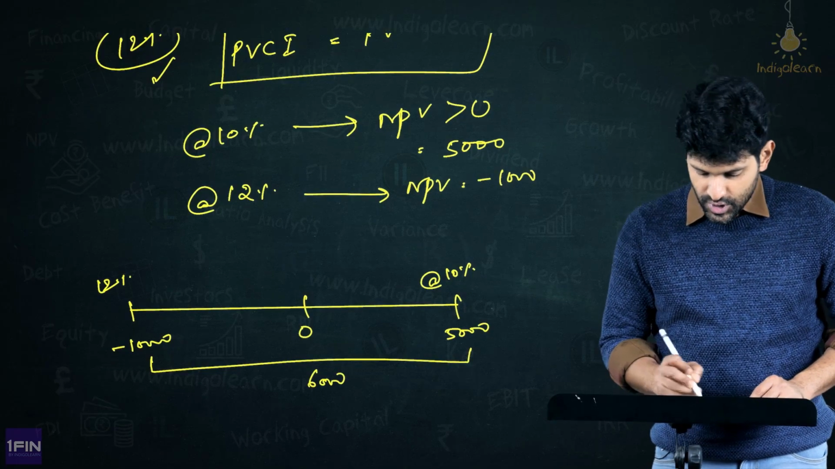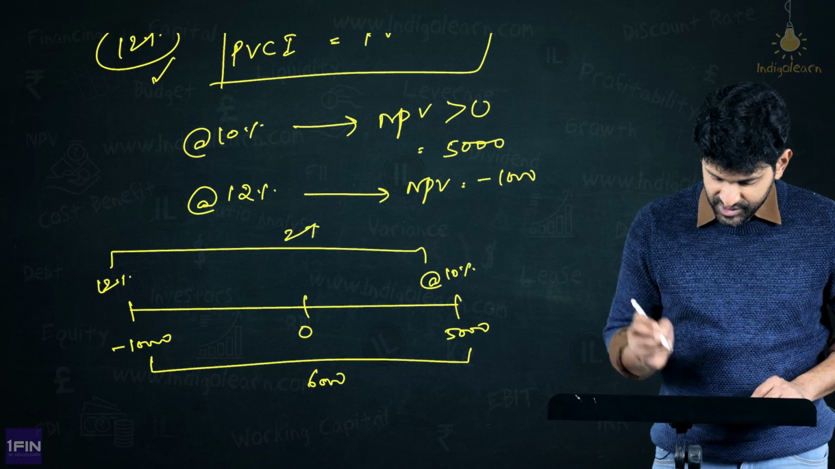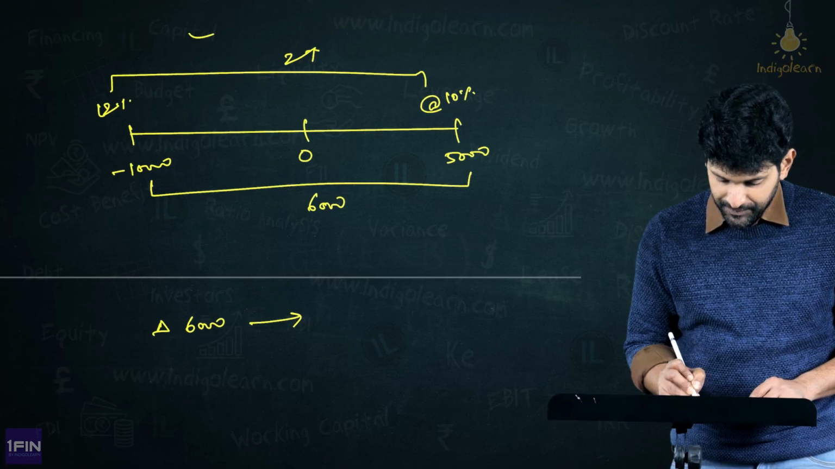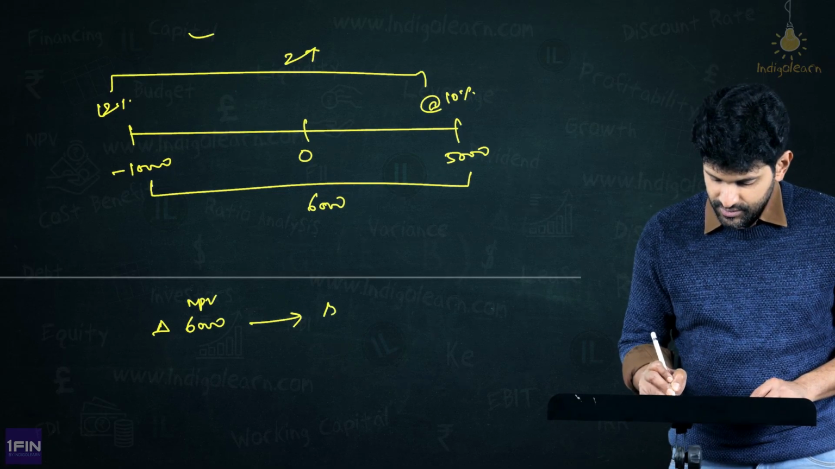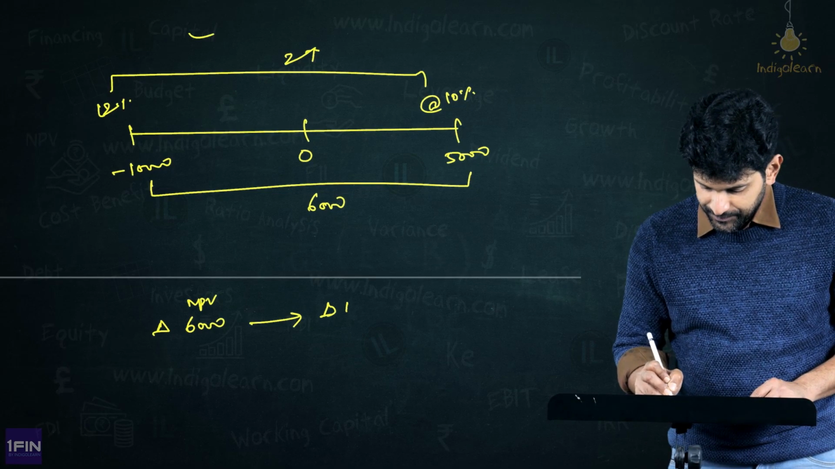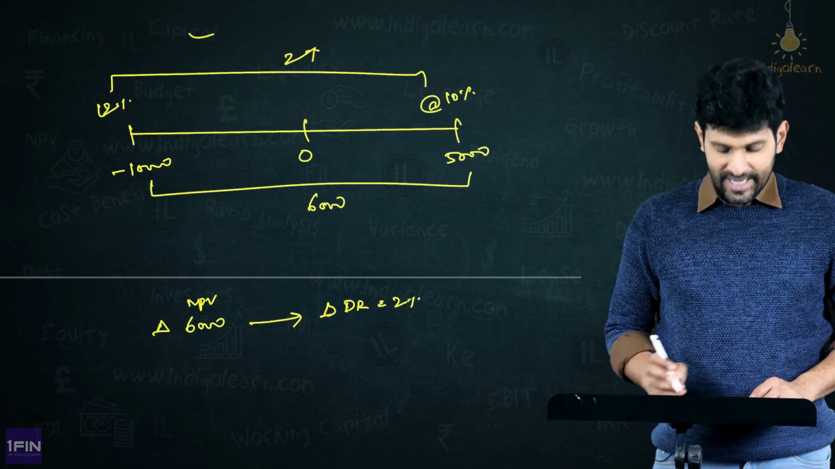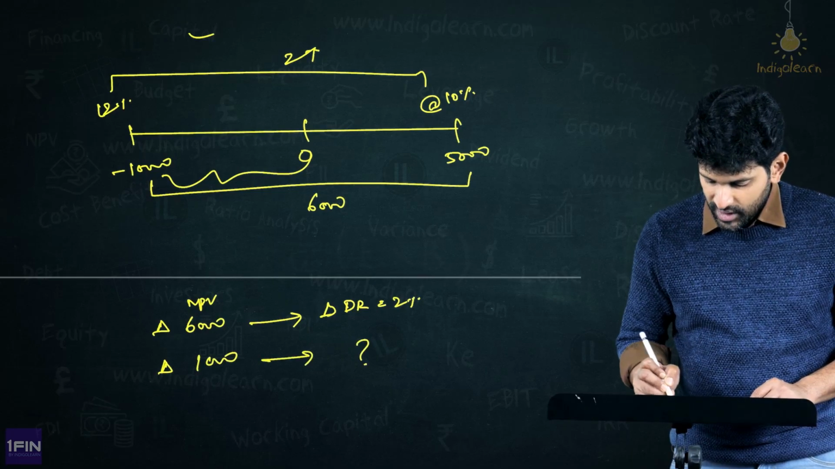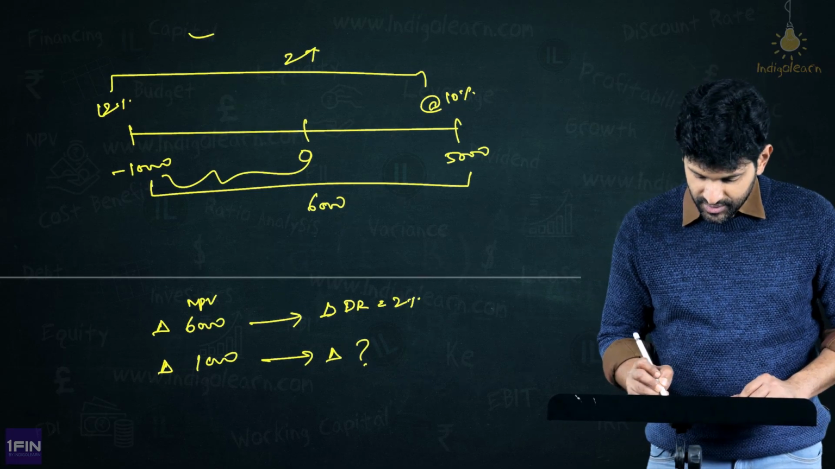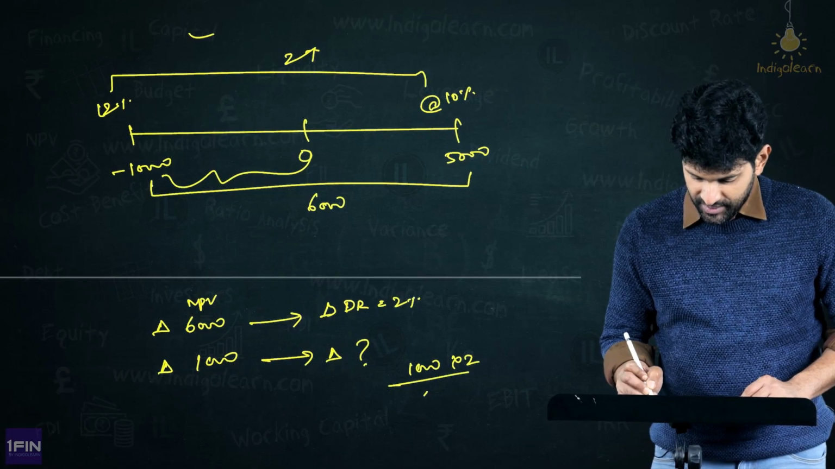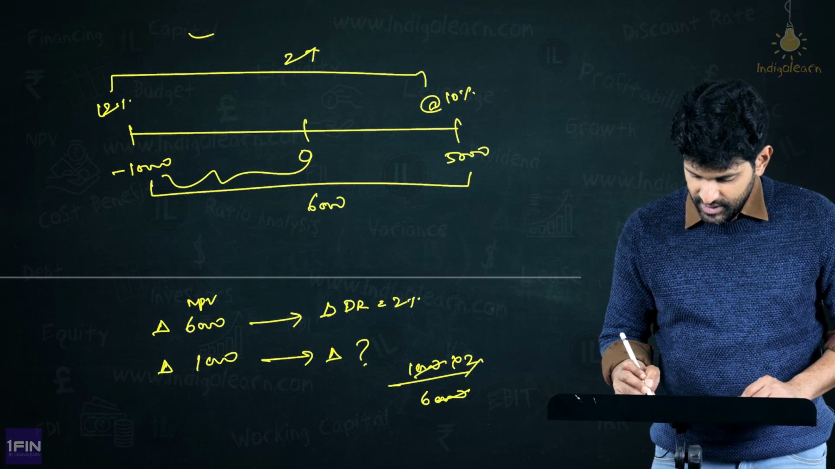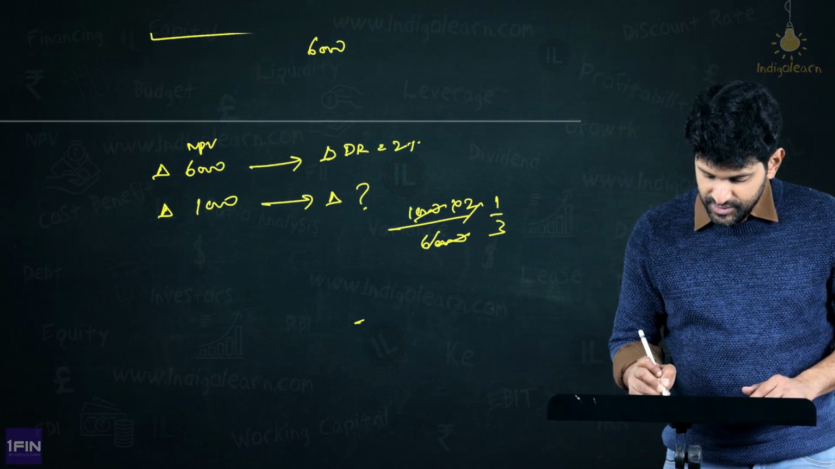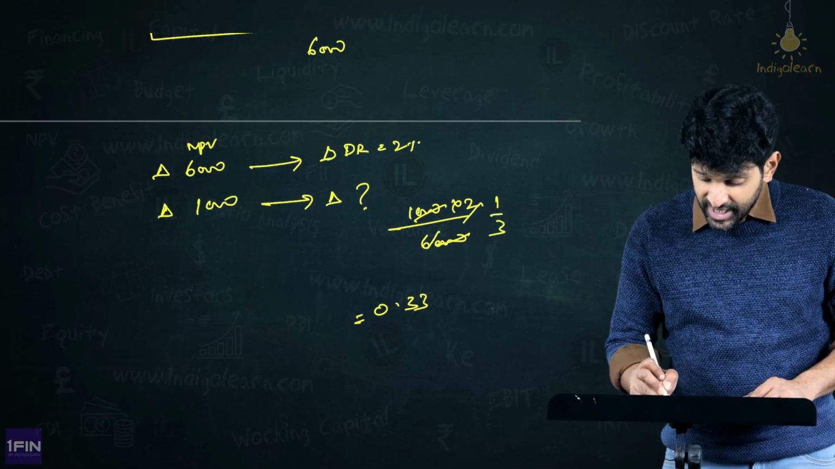So, this is 6000. So, for a distance of 6000, for a change of 6000 in NPV, the change in the discount rate is 2%. Then, considering this 1000, for a change of 1000, what will be the change in discount rate? So, 1000 into 2 by 6000. So, can we say 1 by 3? Yes, 1 by 3 is nothing but 0.33. The change is 0.33, friends.